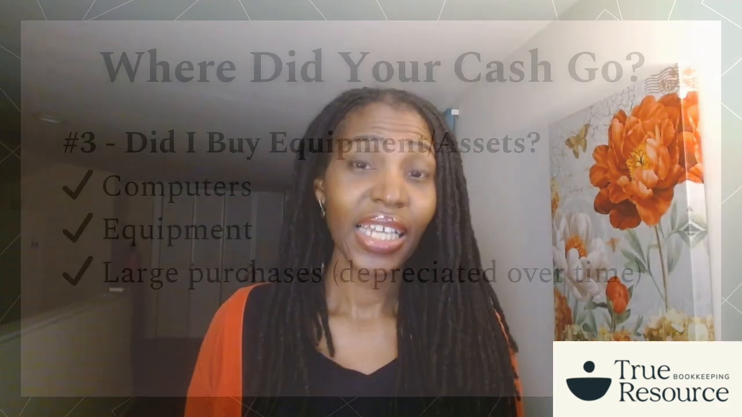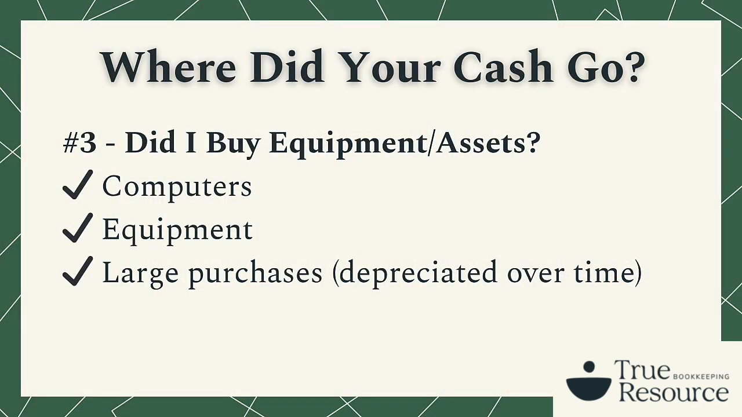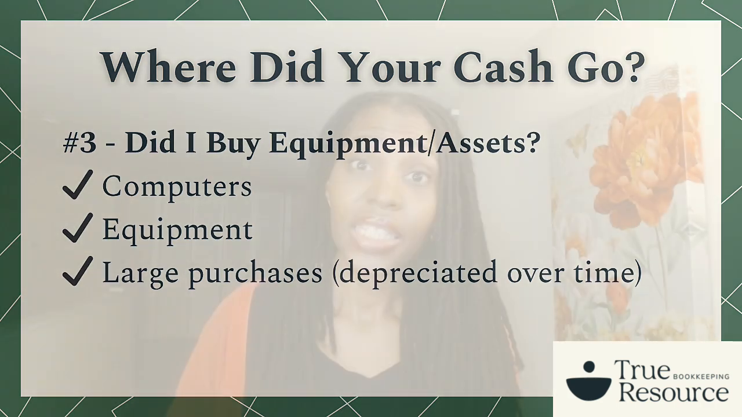And finally, ask, did I buy any equipment or assets? So if you buy something that you're going to consider an asset, and usually it's a larger amount, like maybe some equipment, some computer, some sort of thing that you're going to want to depreciate over time, as it's called, that's not going to show up on your expense. It's just going to be money out of your bank account. And that's an example of another place that cash could go. So these aren't the only places that cash can go, but they're the most common. So definitely check there first and you will be on your way to understanding where your cash went.